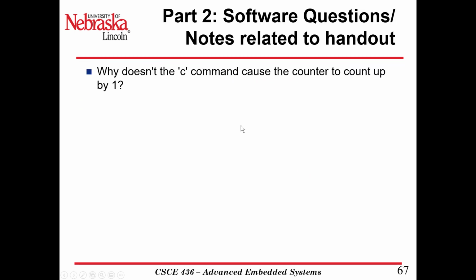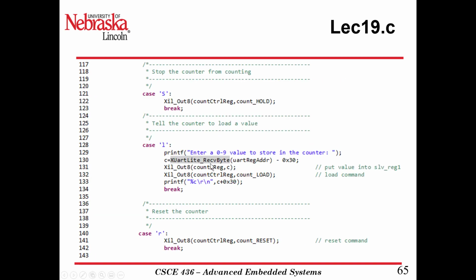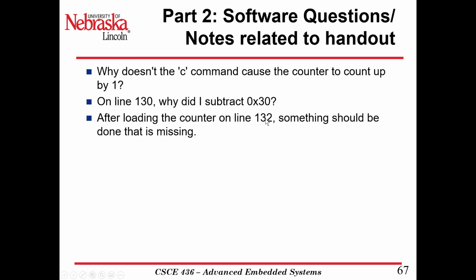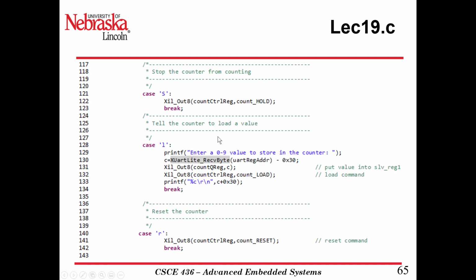On line 130, why did I subtract 30? If you think about it, it's an ASCII character, a value between 0 and 9, stored in the counter. Right, subtract 30. I'm only using 1 byte at this time. After loading the counter on line 132, what's missing is that we don't set the load signal back. We're just setting the load signal. So you might think about that.